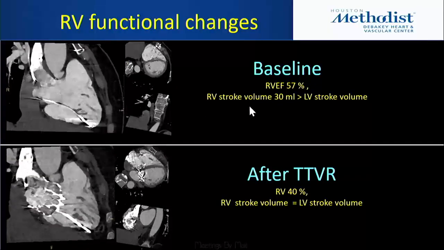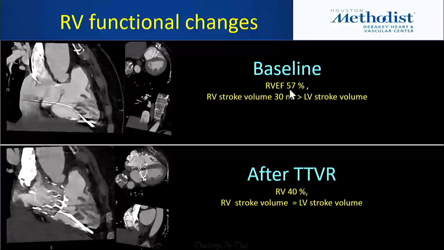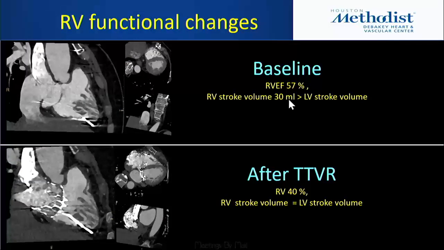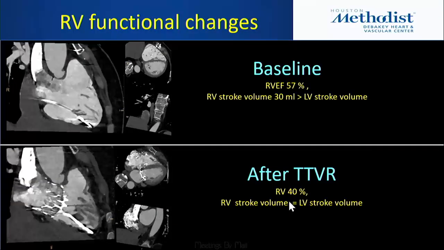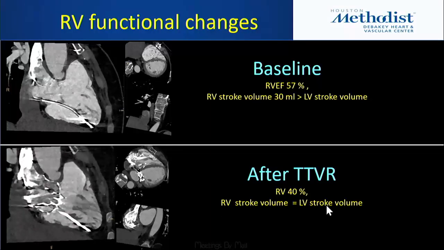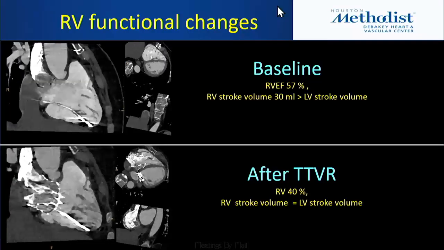All right, so at baseline you have the RV-EF, which is sort of a falsely elevated EF in the setting of wide open TR. The RV stroke volume is 30 mils more than the LV stroke volume. And then immediately after TTVR, the RV-EF goes down. That's not unexpected. The LV to RV stroke volumes are now equalized. So this is a nice example of, again, how we use advanced imaging.